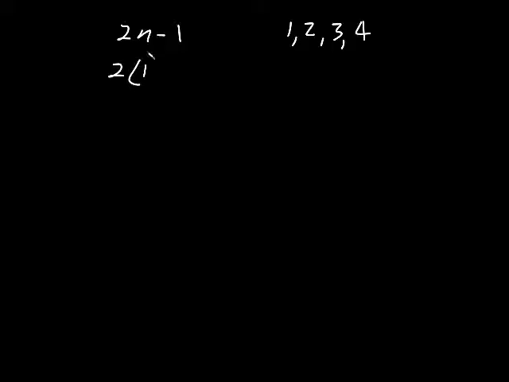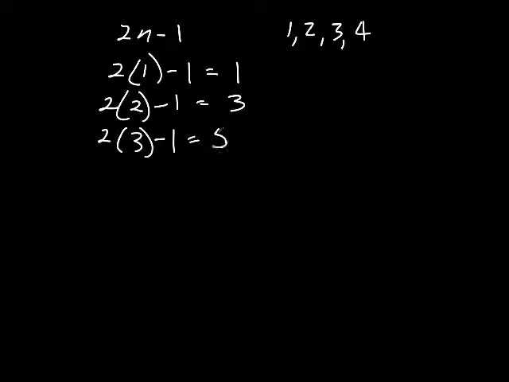So let's start by substituting 1. 2 times 1 is 2, minus 1 is 1. Then let's substitute 2. 2 times 2 is 4, minus 1. Then let's substitute 3. 2 times 3 is 6, minus 1. And substitute 4. 2 times 4 is 8, minus 1. Okay, so when we substitute 1, 2, 3, and 4, what we get is the odd numbers, 1, 3, 5, and 7. So that is called a sequence. And we'll be getting into that more later on.